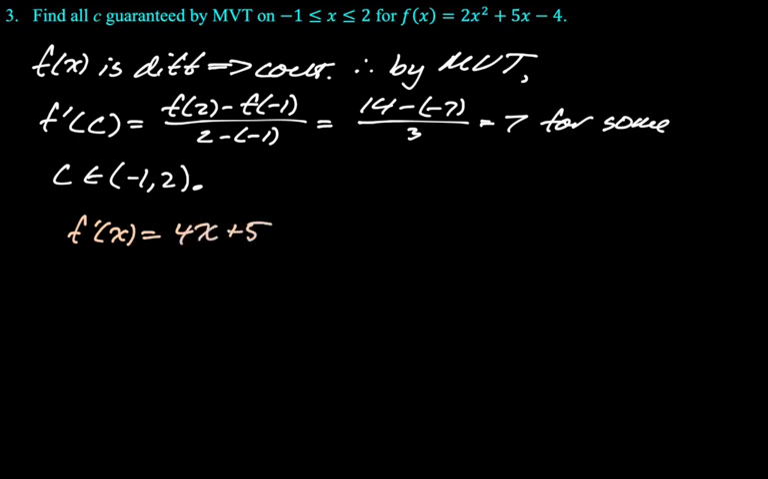So f prime is 4x plus 5. So 4x plus 5 has to equal 7. Subtract 5 gives us 2. Divide by 4, that gives us 1/2. So x is 1/2. And then here, I want to answer for c, so I'm going to say, therefore, c is 1/2. And that's how I would do it.